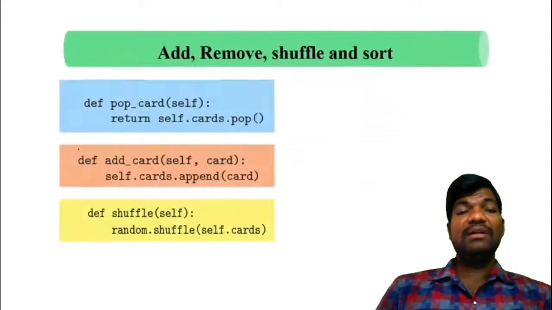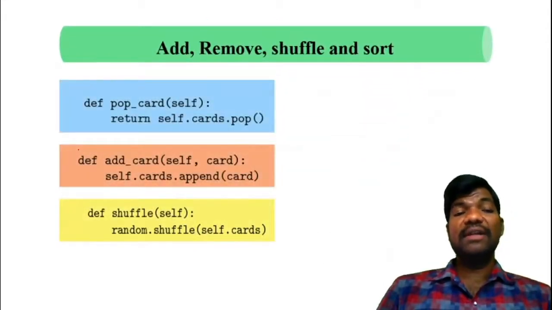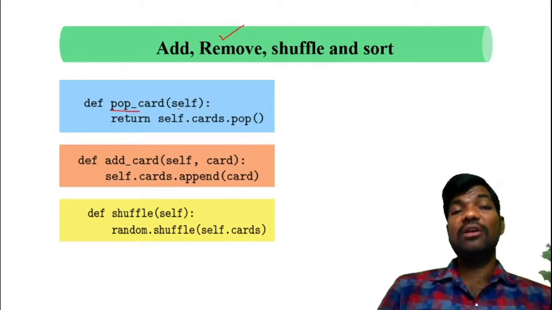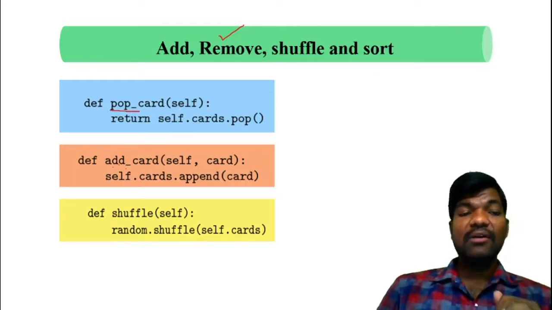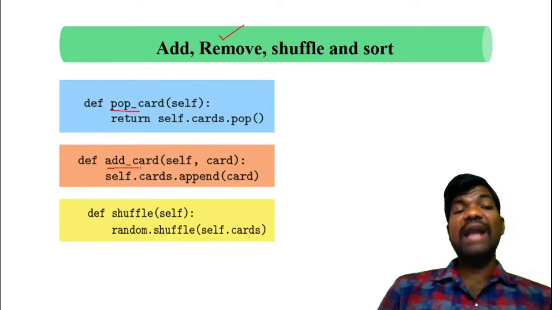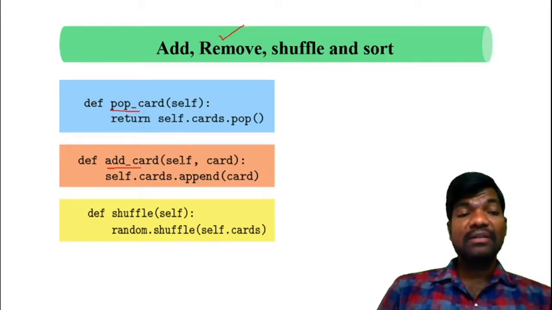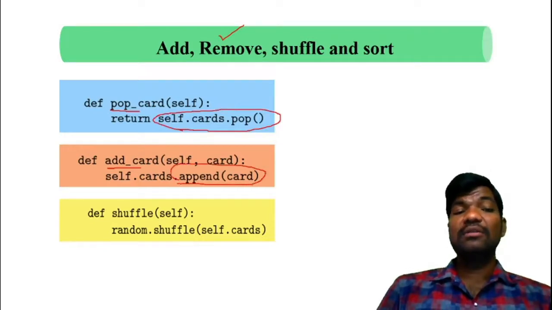Now coming to add, remove, shuffle and sort. By using pop card, you are removing the card from the deck. By using add card, you are adding the card to the deck, right? So you are removing here with pop. Here you are appending the card, right?